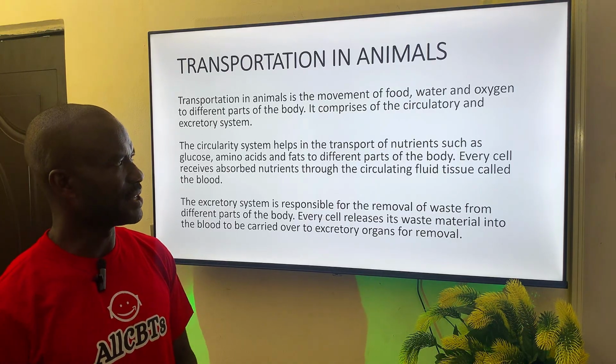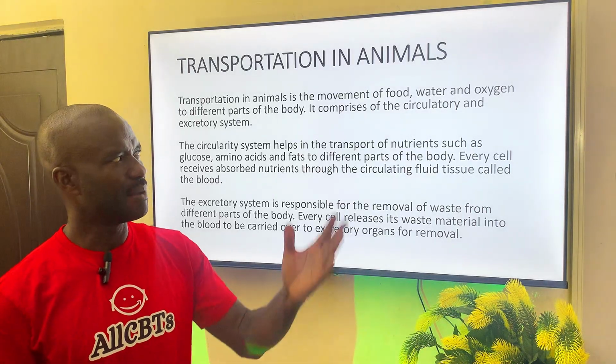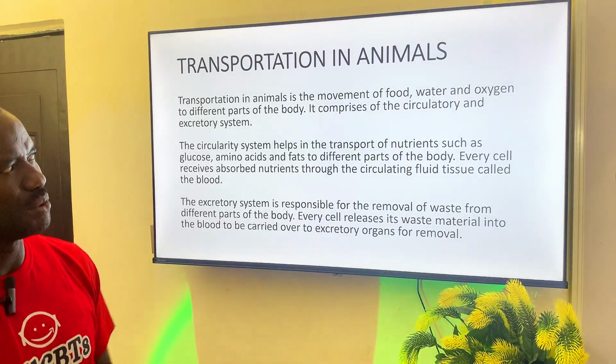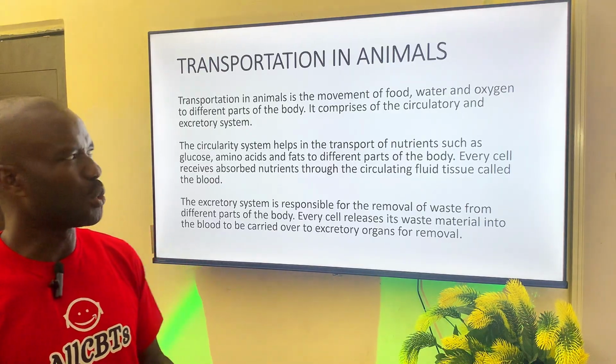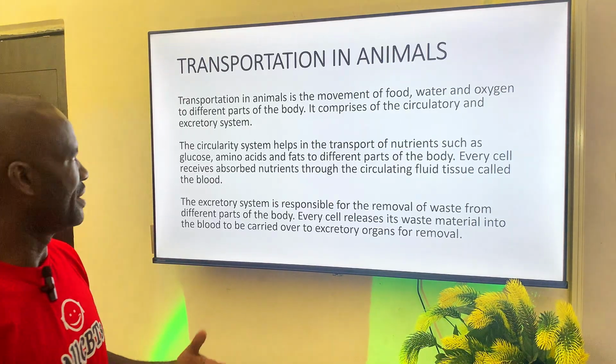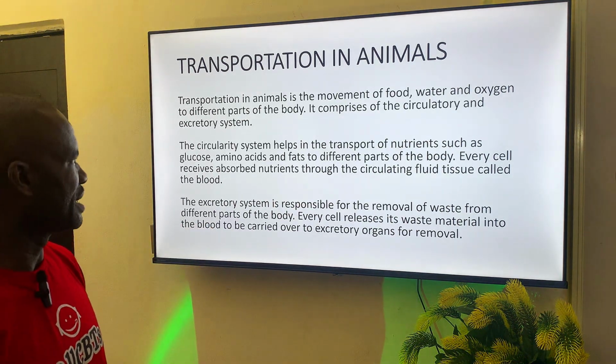It comprises the circulatory system and the excretory system. That is, materials such as food, water, and oxygen, from where they are being produced to where they are being needed in the cell, from the circulatory system to the excretory system.